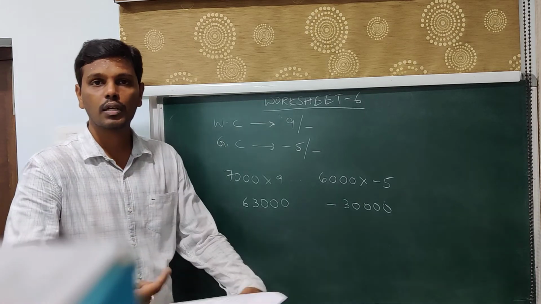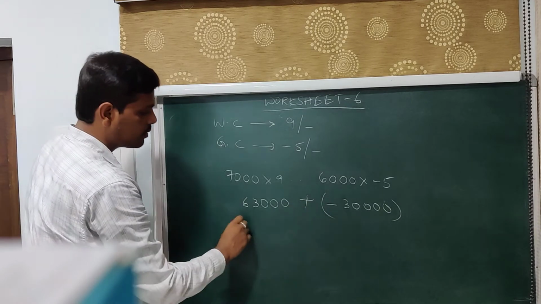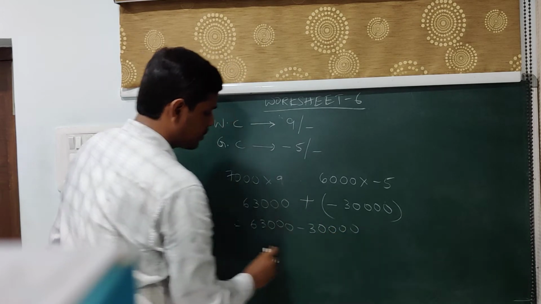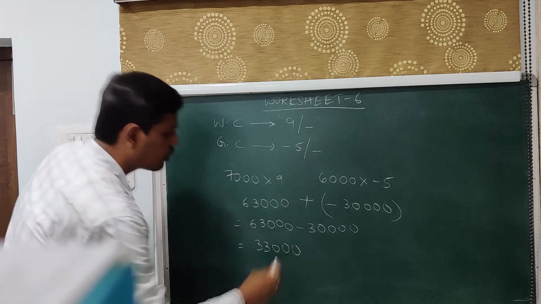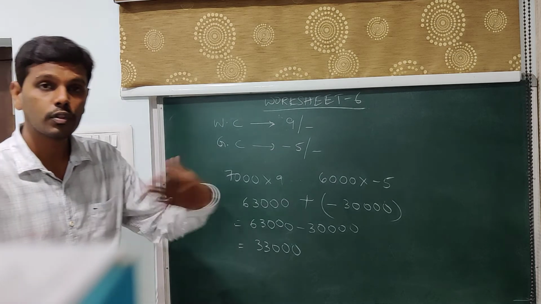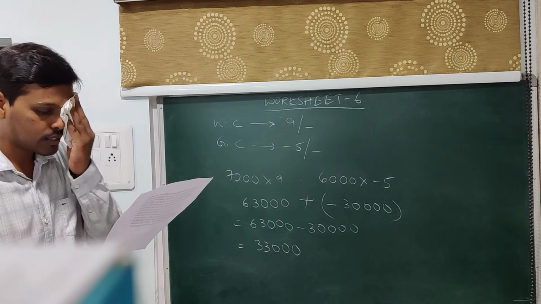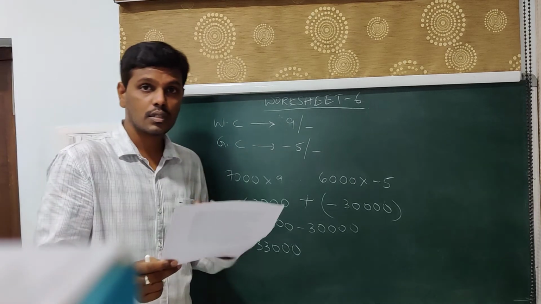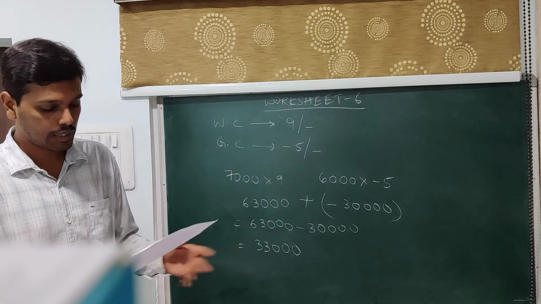When we talk about the total amount they got, it is the summation of these two. So plus into minus is minus, that is 63,000 minus 30,000. So what do you get? 63 minus 30, which is 33,000. So 33,000 is the amount which they are getting on the whole transaction, which means that when they are selling 7,000 bags of white cement and 6,000 bags of grey cement in a month, they are getting 33,000 rupees. So 33,000 is a positive quantity. So we can conclude that they are getting a profit of 33,000. So that is what we can say.